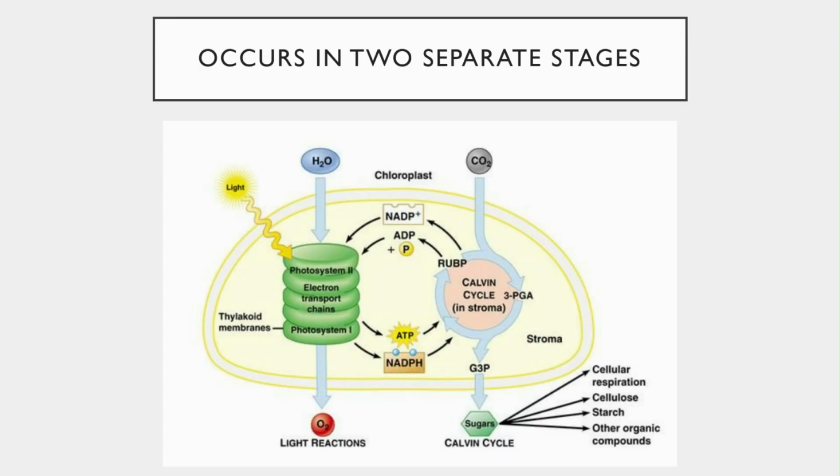The process takes place in 2 main stages or phases: the light-dependent reaction and light-independent reactions, also known as the Calvin cycle. During the light-dependent reaction, ATP is synthesized, and during the Calvin cycle, organic molecules such as glucose are synthesized using CO2 and the ATP generated from phase 1.